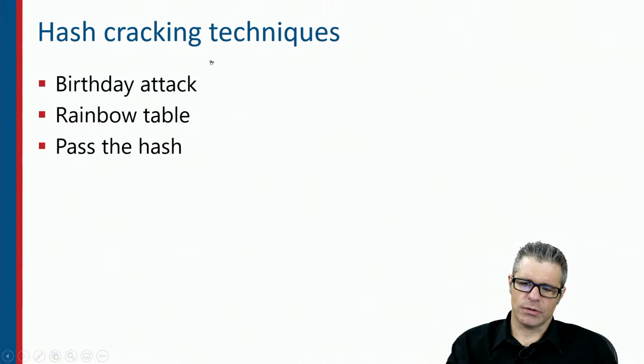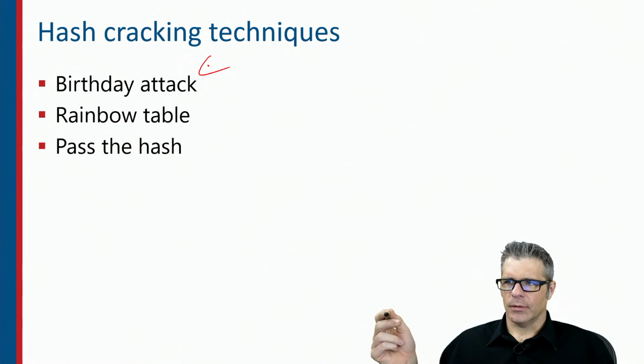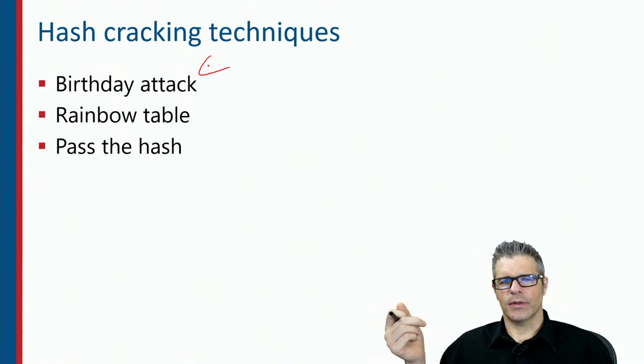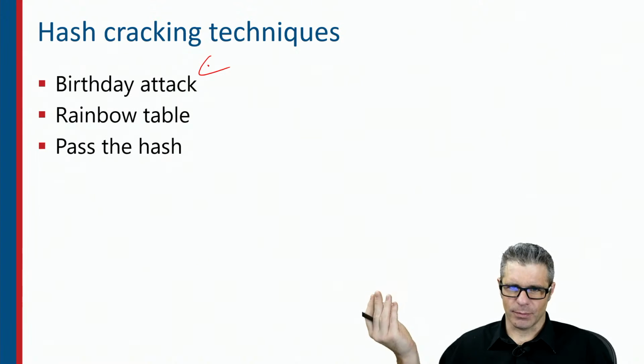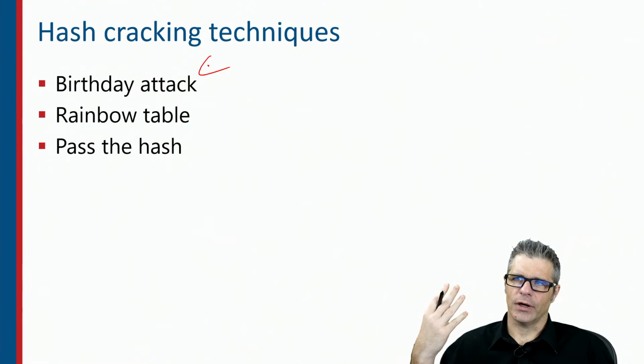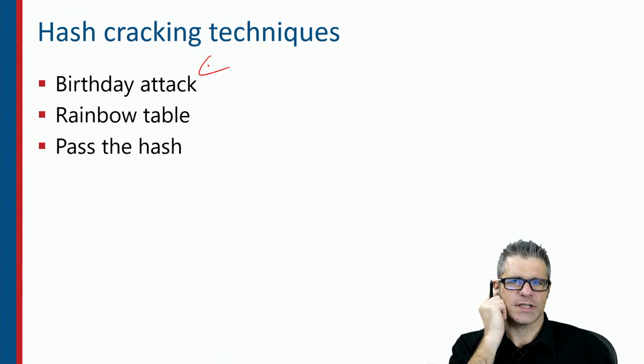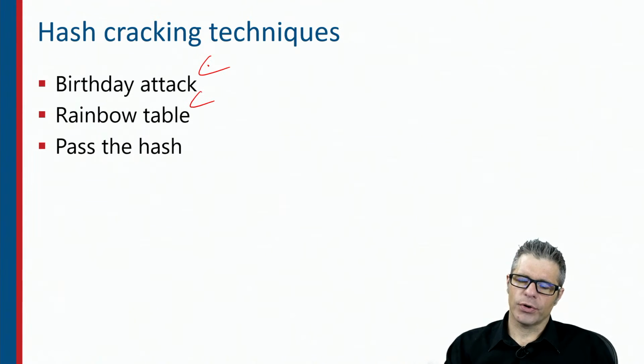A birthday attack is when you can use statistics to come up with a place where the two passwords intersect. It's called a birthday attack because of the birthday paradox, where if you've got more than, I think the number's 23 people in a room, odds are two of them have the same birthday, which seems unlikely, but happens to be the case. And then rainbow tables are pre-calculation attacks like our hash tables.